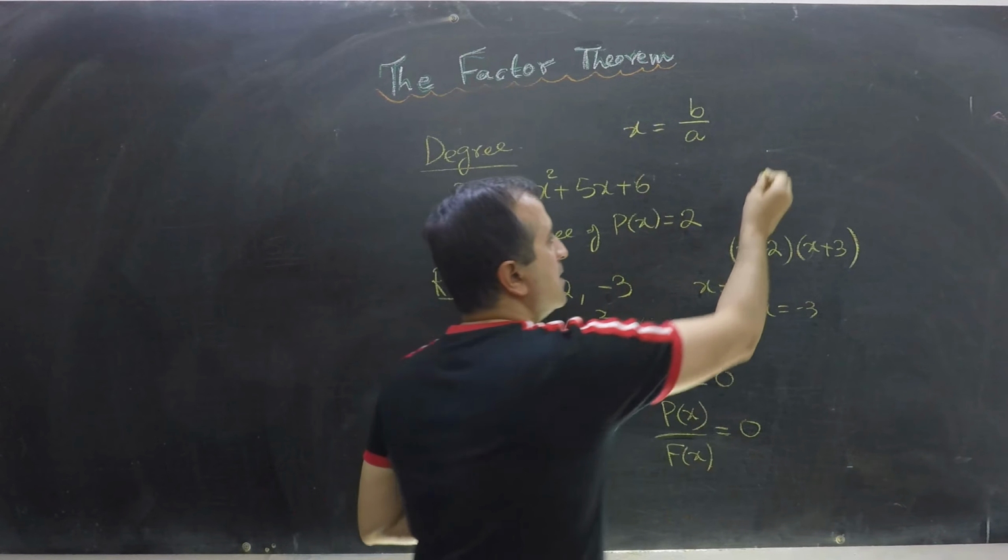My roots are x equals 1 over 3 and x equals minus 2. I'm done with my step number 1.